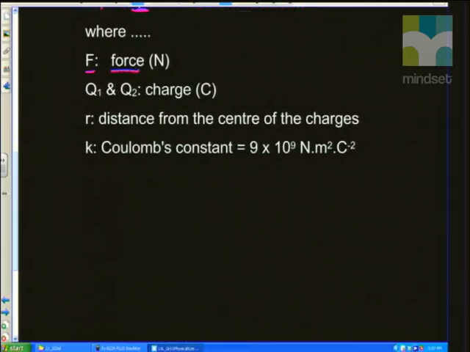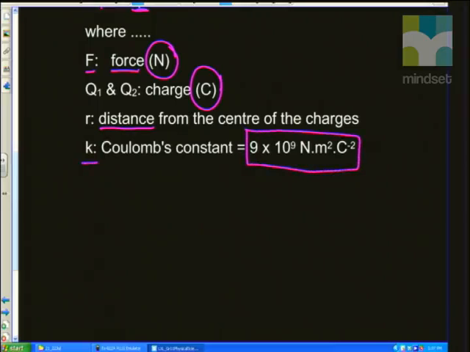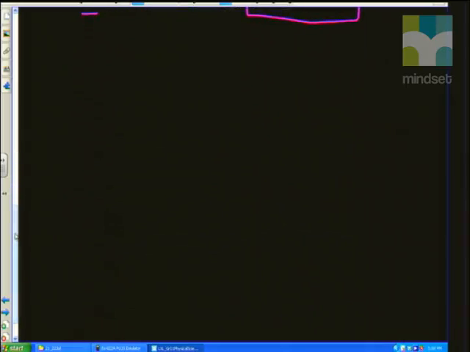F is the force, and it is measured in newtons. Q1 and Q2 are charges, and we measure them in coulombs. So if they are given to you in microcoulombs, nanocoulombs, or picocoulombs, you must be able to convert those units to coulombs. R is the distance between the centers of the charges, and we measure that in meters. K is Coulomb's constant, which is always equal to 9 by 10 to the power 9 newton meter squared per square coulomb.